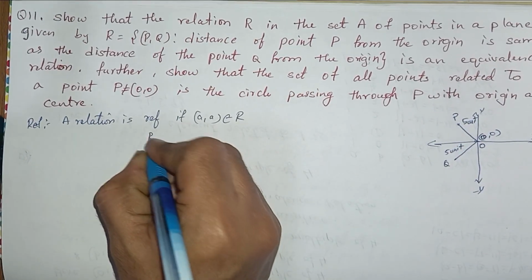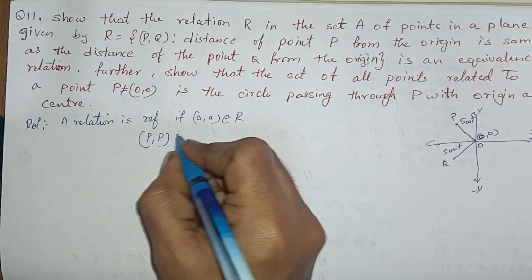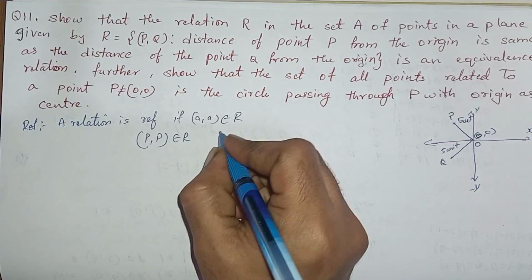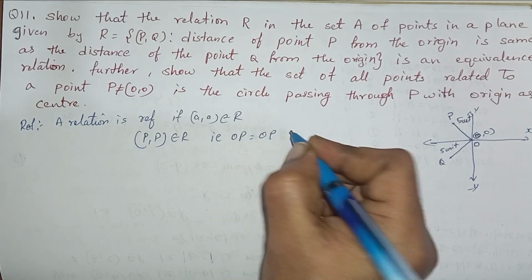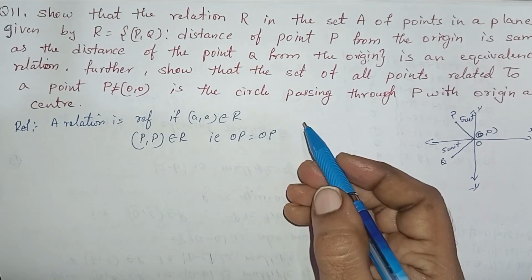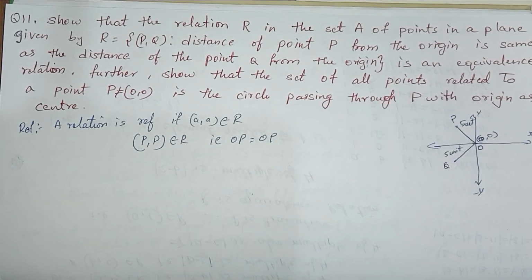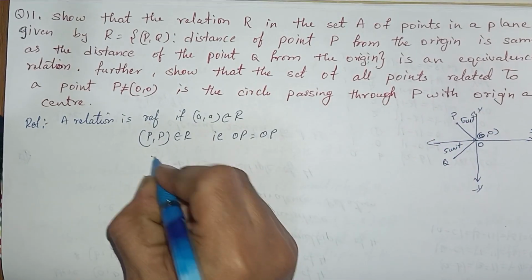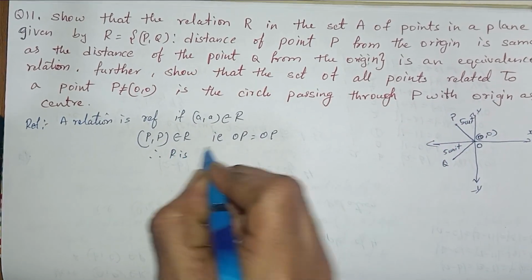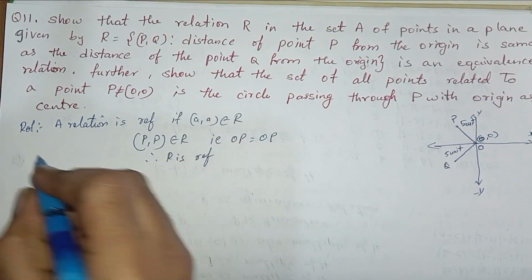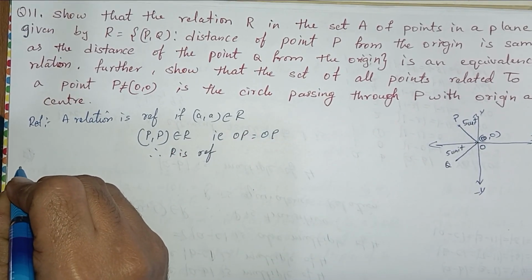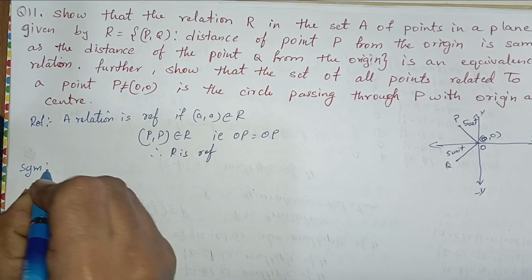So if I am taking P comma P, which belongs to R, that is OP is equal to OP, because the same line is equal to itself only. Therefore R is reflexive. So we have proved the reflexive. Next we have to prove the symmetric.